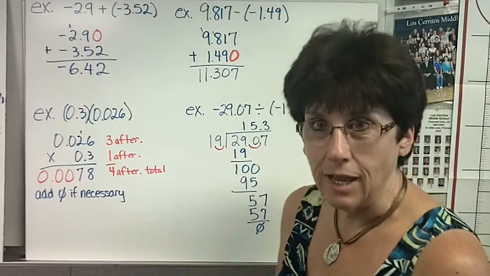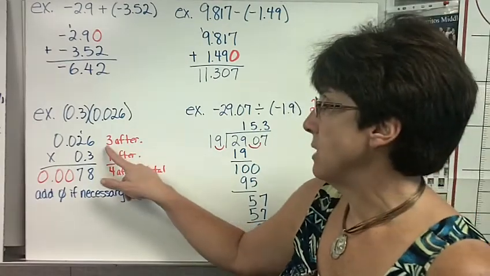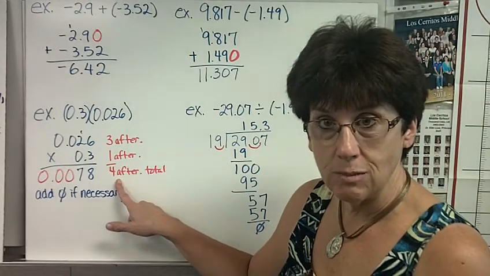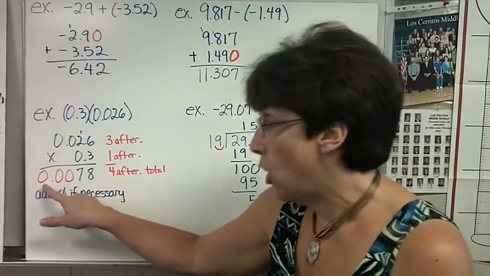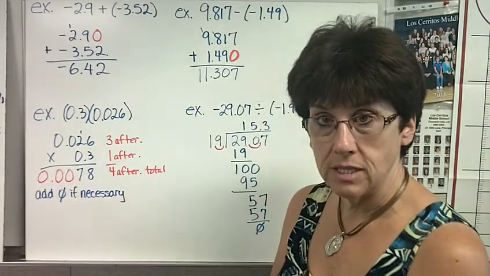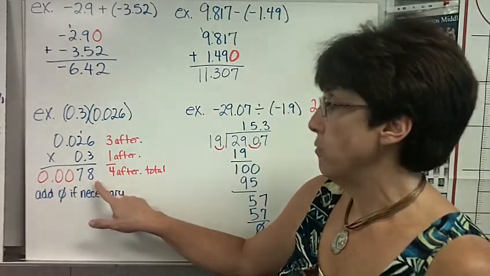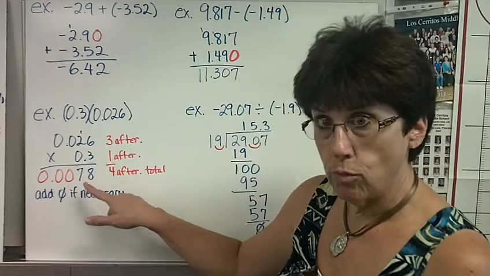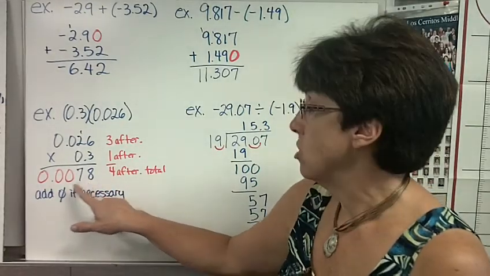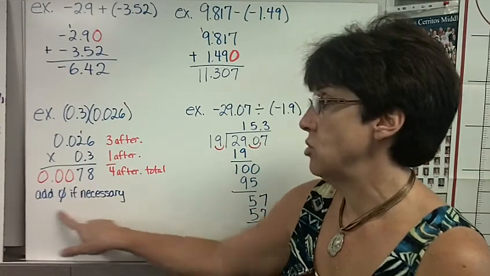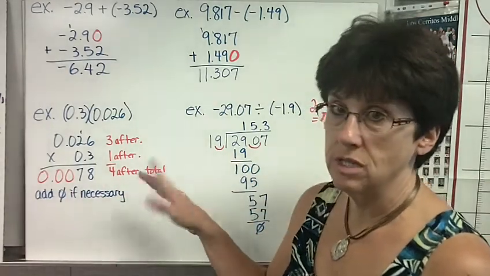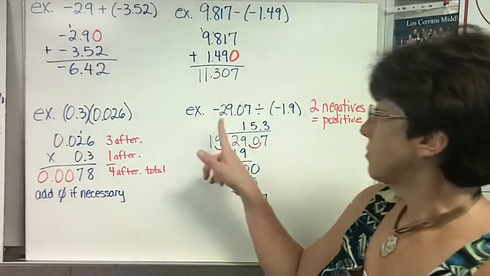Okay, but we're not done, because this has 3 places, this has 1 place, so that's a total of 4 places after the decimal point. So I have to move over, starting from the right and going to the left, 4 places, so my answer is 4 places after the decimal point. I only have 2 digits in my answer, so I have to add zeros. Sometimes you need to add zeros if necessary. If you don't remember this, you need to come see me, okay, and I'll help you.